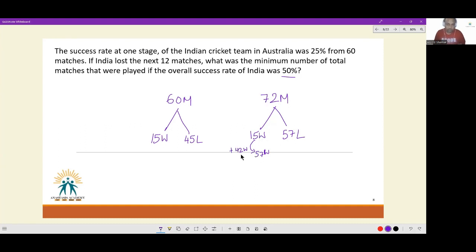And you can only win in a match. So we need 72 matches you're already at, and 42 more matches. Or total number of matches will be 114. The other way you could have also done it was, once you figured out the number of losses is 57, because the success rate is 50%, the total number of matches will simply be twice of that. That way you can reach 114. In either case, the answer will be 114 only.